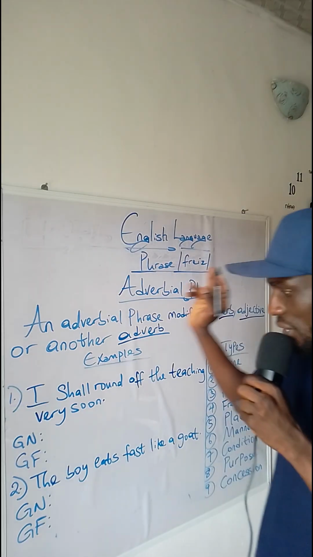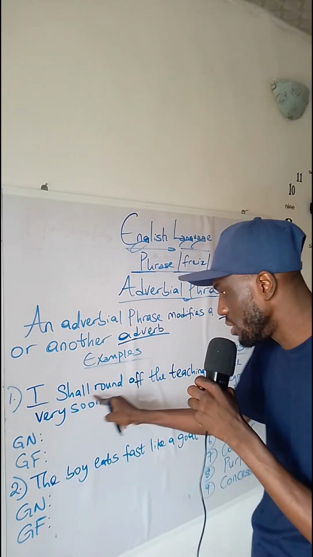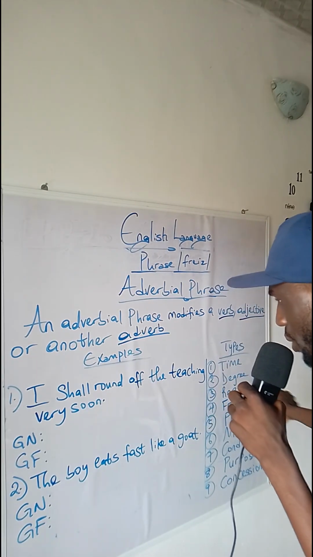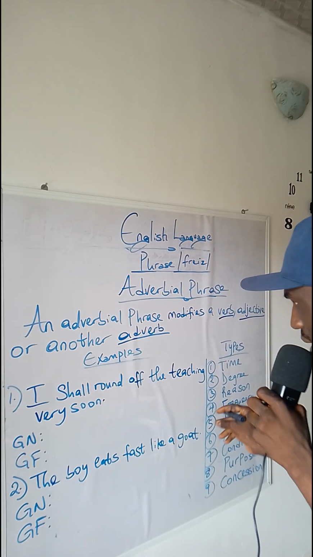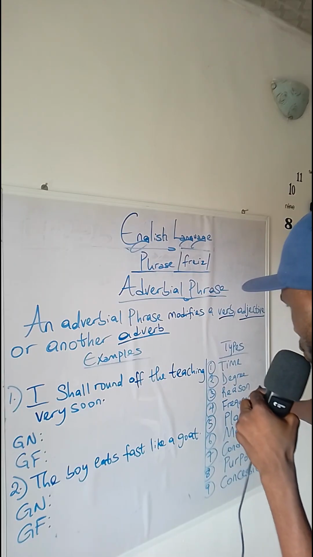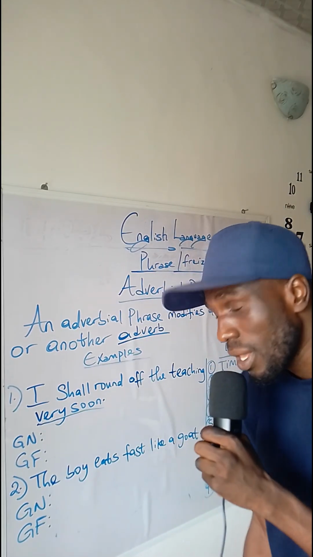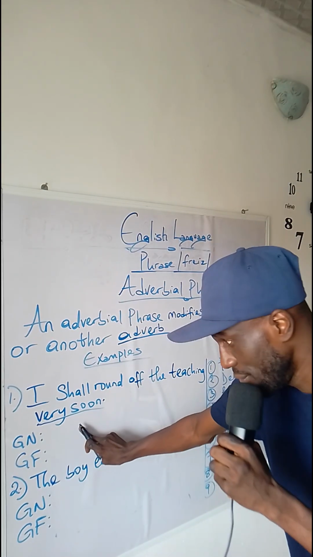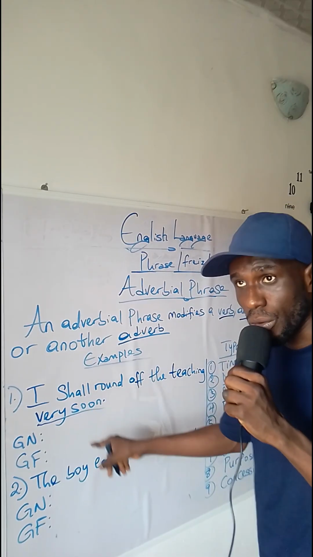So that said, we have examples that I reeled off already on the board. The very first one here says, I shall round off the teaching very soon. So how do we find out what our adverbial phrase is? An adverbial phrase here would be, I shall round off the teaching very soon. So very soon here would be our adverbial phrase. Do you know why? Because it talks about time. Yes, very soon. By the way, this is an adverb. Yes, so both are adverb of time.